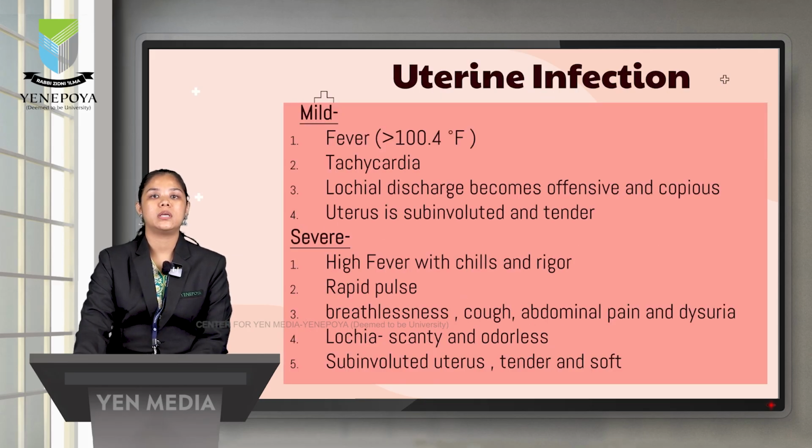Next, in uterine infection, it could be either mild infection with mild symptoms, or severe infection with severe symptoms. Mild infection includes symptoms such as fever more than 100.4 degrees Fahrenheit, tachycardia, lochial discharge which becomes offensive and copious, and a uterus that is subinvoluted and tender. In severe cases, there is high fever with chills and rigor, rapid pulse, breathlessness, cough, abdominal pain and dysuria. Here the lochia becomes scanty and odorless, and the uterus is subinvoluted, tender and soft.